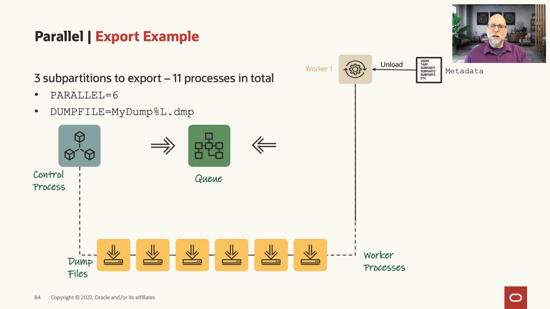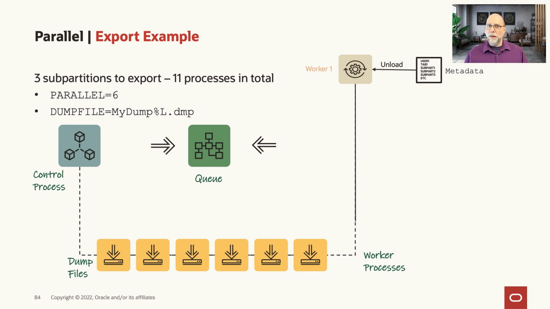So now let me give you a boxes and arrows type of example of how this really plays out in terms of processes. Let's say you've got 3 subpartitions that you're going to export here, and you specify parallel equals 6 for Data Pump. In this particular table, as I said, 3 subpartitions.